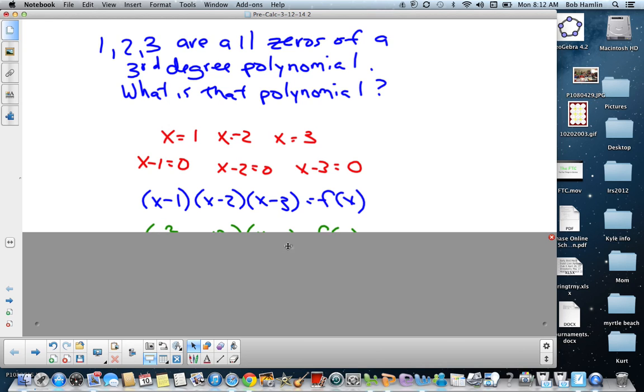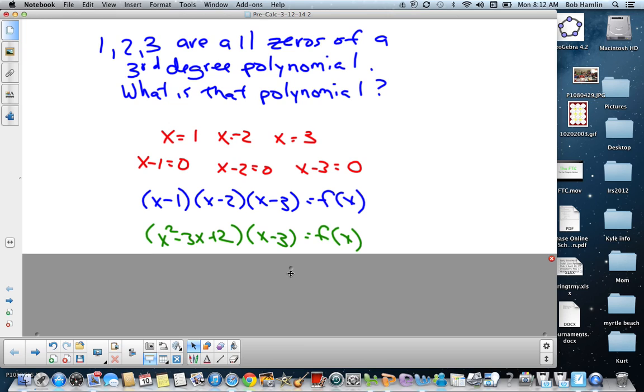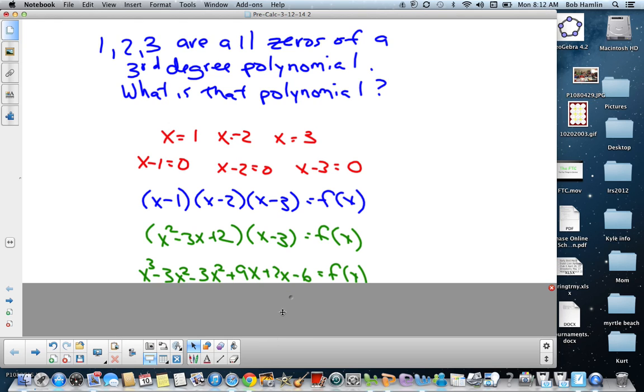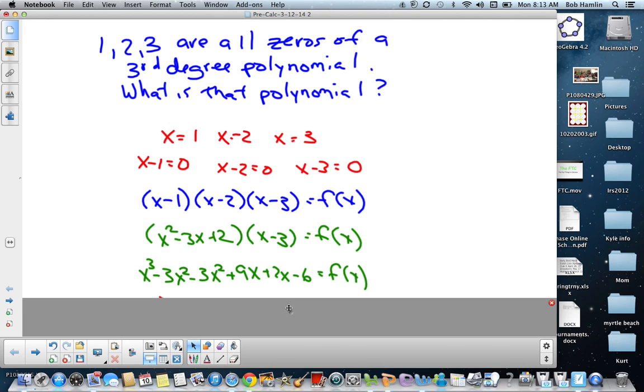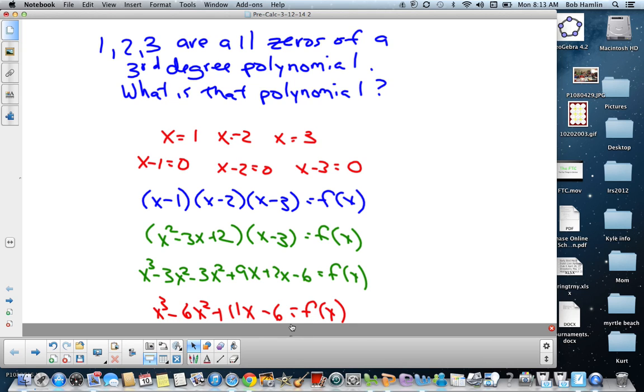Now we have to multiply those together, and we multiply the first two together first, and I get x squared minus 3x plus 2 times x minus 3, and then I multiply the final two together, and I get x cubed minus 3x squared minus 3x squared plus 9x plus 2x minus 6 equals my function. And then finally, combining all like terms, we get x cubed minus 6x squared plus 11x minus 6 equals our function. So this is all things that we've done before, so it shouldn't be new to us.